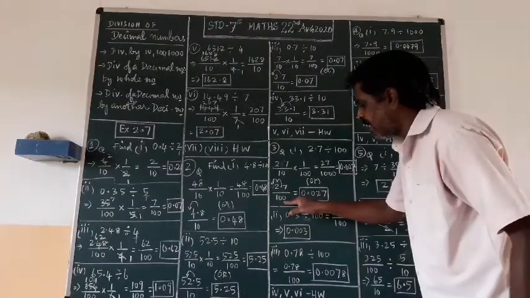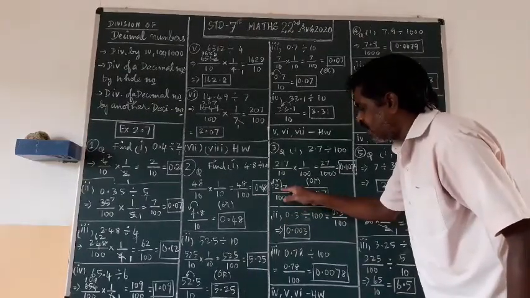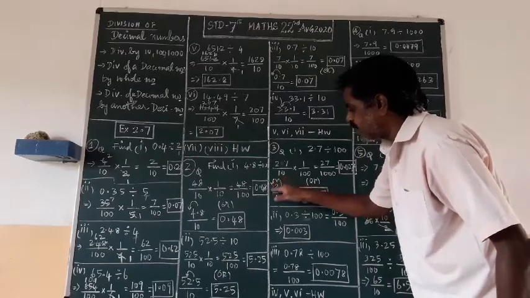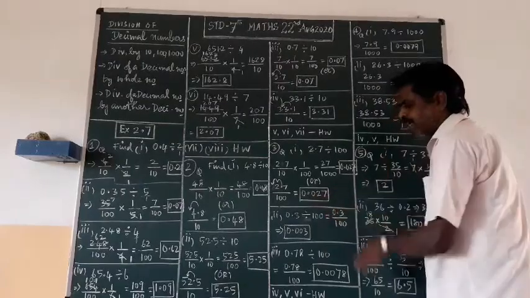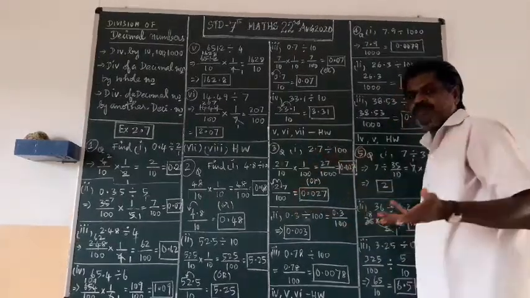So 20 is there. So 1 point is there already. So 1 and another one is not there, put 0. So your answer will be 0.027. By this method or this method, any method you can do.